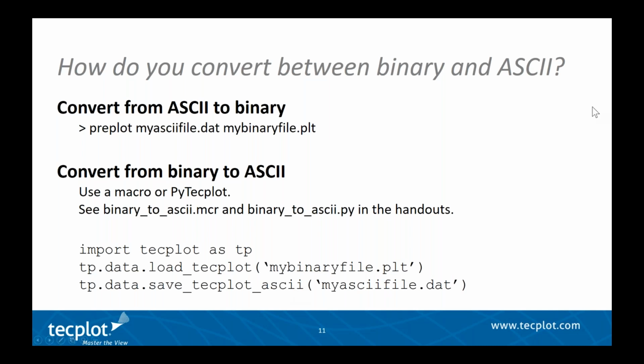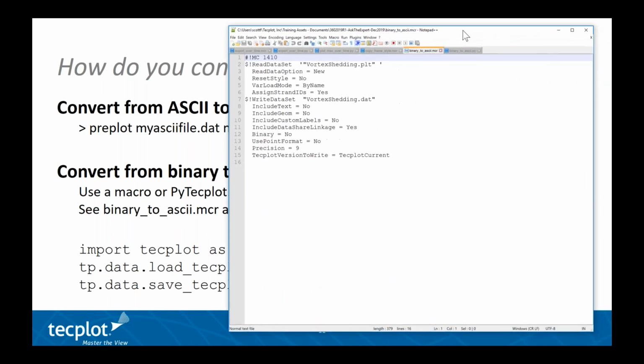With a macro, it's a little bit more verbose, but similar idea. So I'll just drag this in. So there's just a read dataset command and then a write dataset command. So from the command line, you would just call tec360.exe and pass this macro. You do need to pass the file names. They need to be hard-coded in here, which is one of the nice advantages of Python, is you can pass those in as command line arguments.